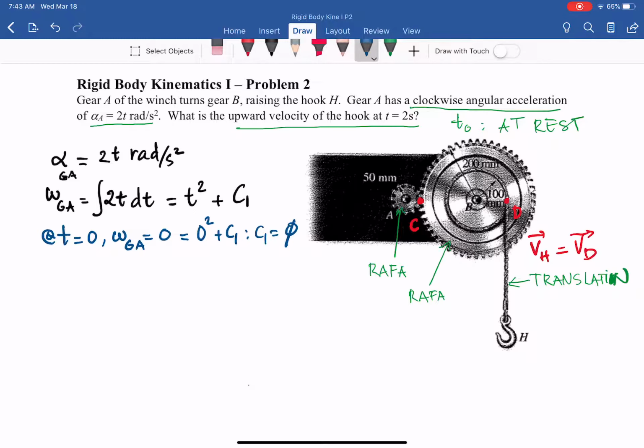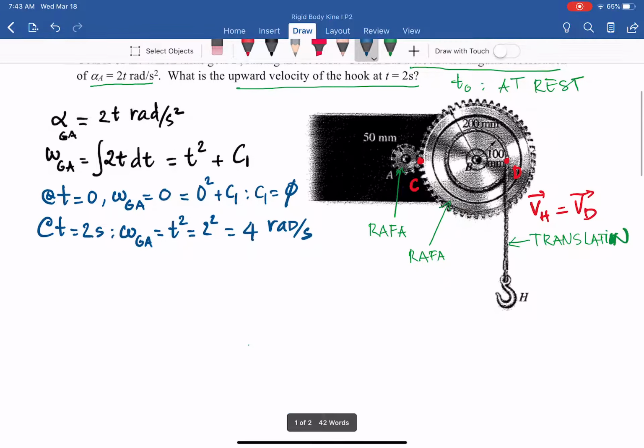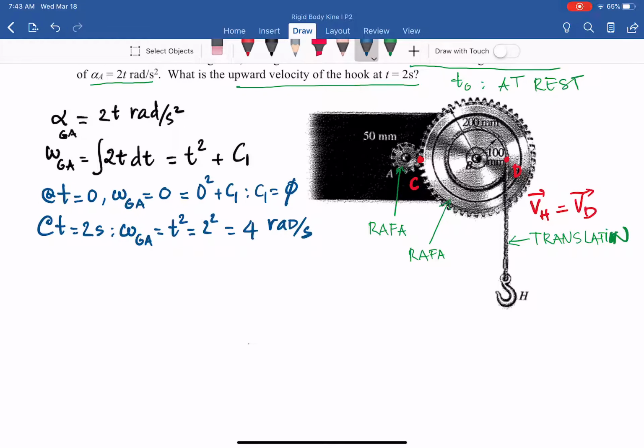From that, at t equal to 2 seconds, we have omega GA equal to t squared, equal to 2 squared, equal to 4, and the units are radian per second. So now we already have the body properties for both.